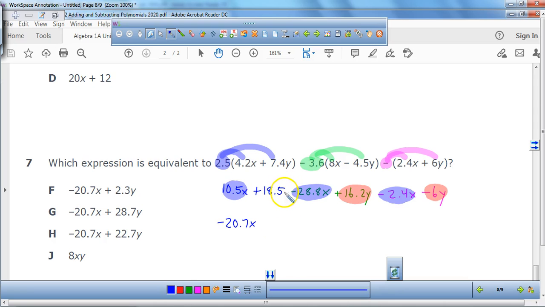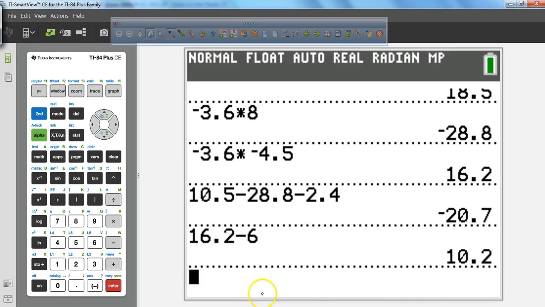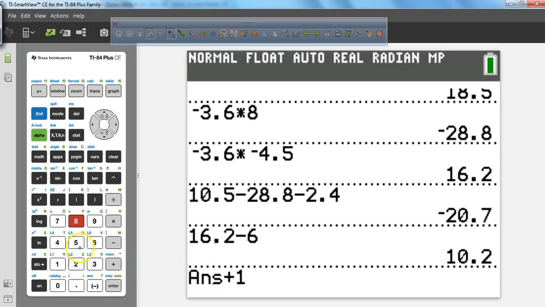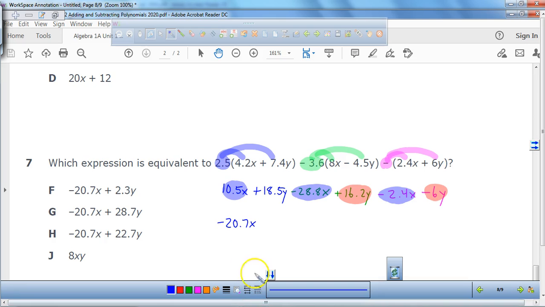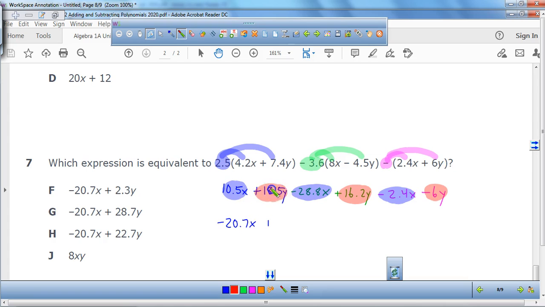Oh, you know what? I forgot. Right here. Forgot a y. Whew, good thing, 2.5 times 7.4, that was 18.5y. Whew, that was a close one. I better add 18.5y to that, which gives me 28.7. That was a close one right there. So I'll put plus 28.7y.